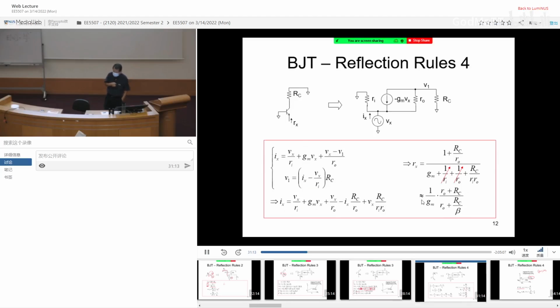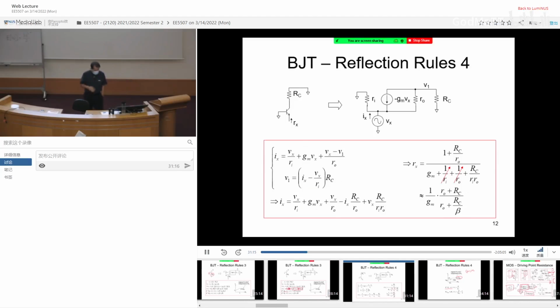Okay, last rule. Reflection rule, number 4. You have RC connected at the collector terminal. Your base terminal is grounded. You are trying to find the equivalent resistance or driving point resistance looking into the emitter terminal. So you have to derive it from the fundamentals again. There is no trick here, okay? I don't have any trick over here.